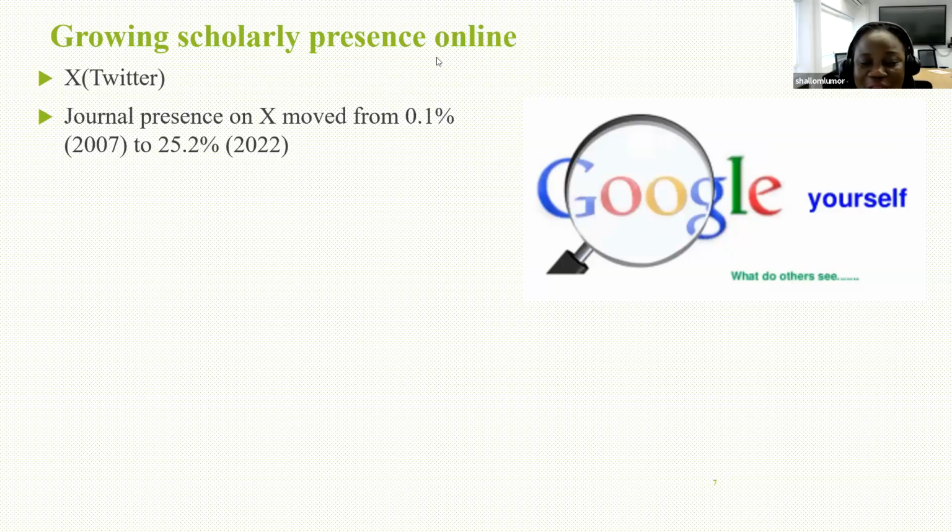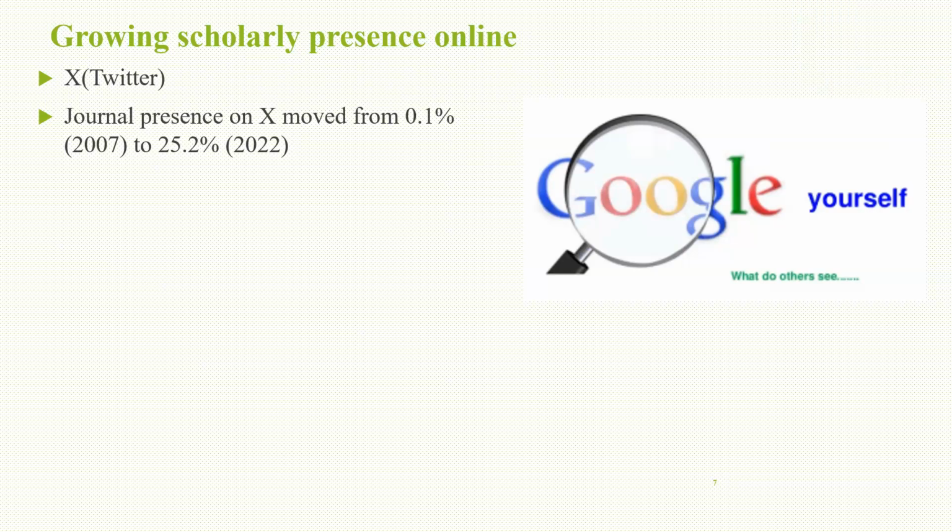Now, the amazing thing is that there's a growing scholarly presence online. So it's no longer even about researchers. You realize that other people, including journals themselves, are having a strong presence online. So journal presence, especially on X, has moved from 0.1% in 2007 to 25.2% in 2022.